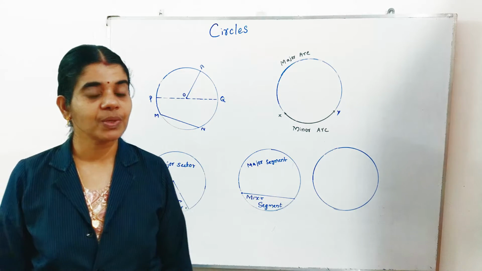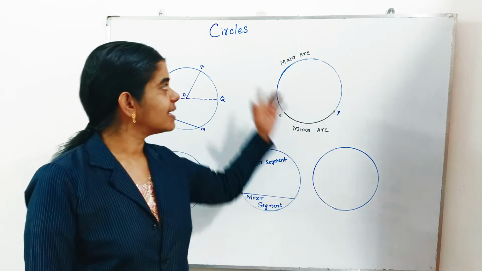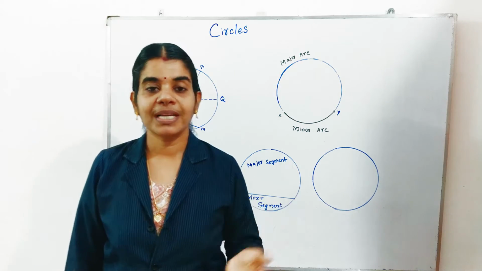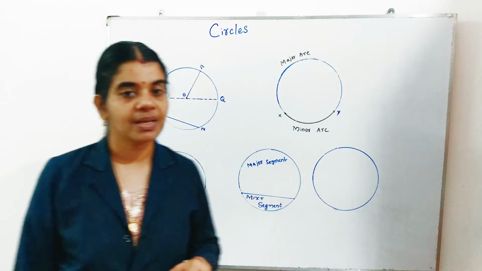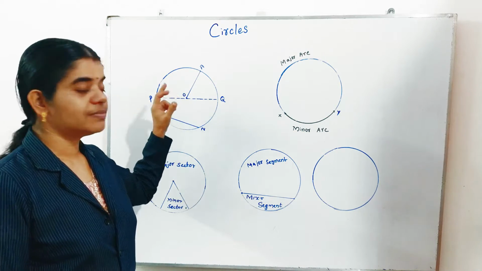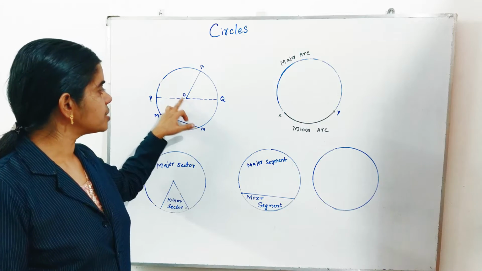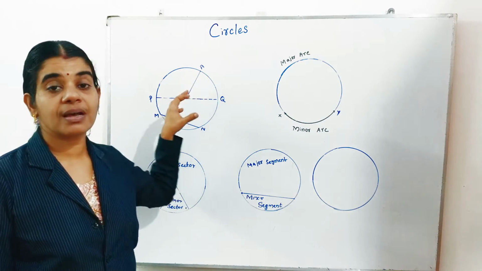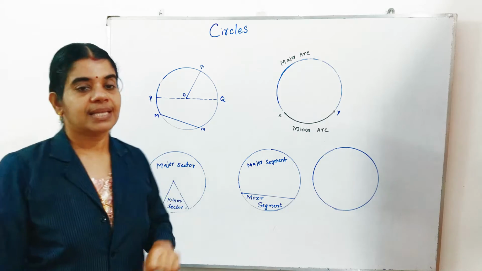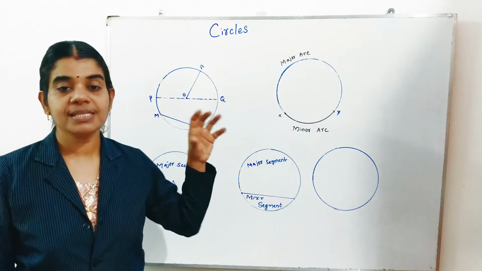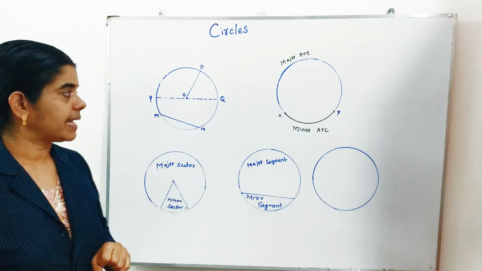Maths class. Today we are going to start a new lesson, that is circles. You already know what is meant by a circle. One point will be there, and from that point, all these points have equal distances. That central point is known as the center of the circle.